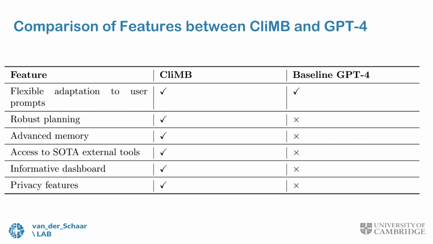Now, CLIMB, as opposed to a baseline ChatGPT-4, has quite a lot of advantages. In addition to being flexible in terms of adaptation to your user prompts and user feedback, it has a very robust planning, enhanced memory, access to external tools, data-centric tools, as well as machine learning tools, as well as visualization tools that ChatGPT-4 does not have. It has an informative dashboard, and we plan to spend additional time in the future to make that even more useful. And last but not least, privacy, because you may not want to have your data being seen by ChatGPT-4, and CLIMB allows you to keep your data private.